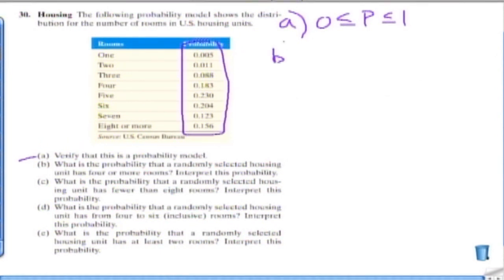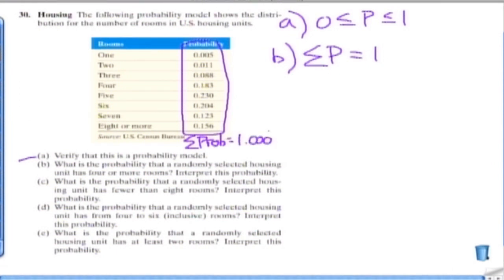And B, that the sum of the probabilities over the sample space equal 1. And if you add these guys all up, you'll see that they do equal 1. Exactly. So that is indeed a probability model. And in chapter 6, actually, we start calling these probability distributions.